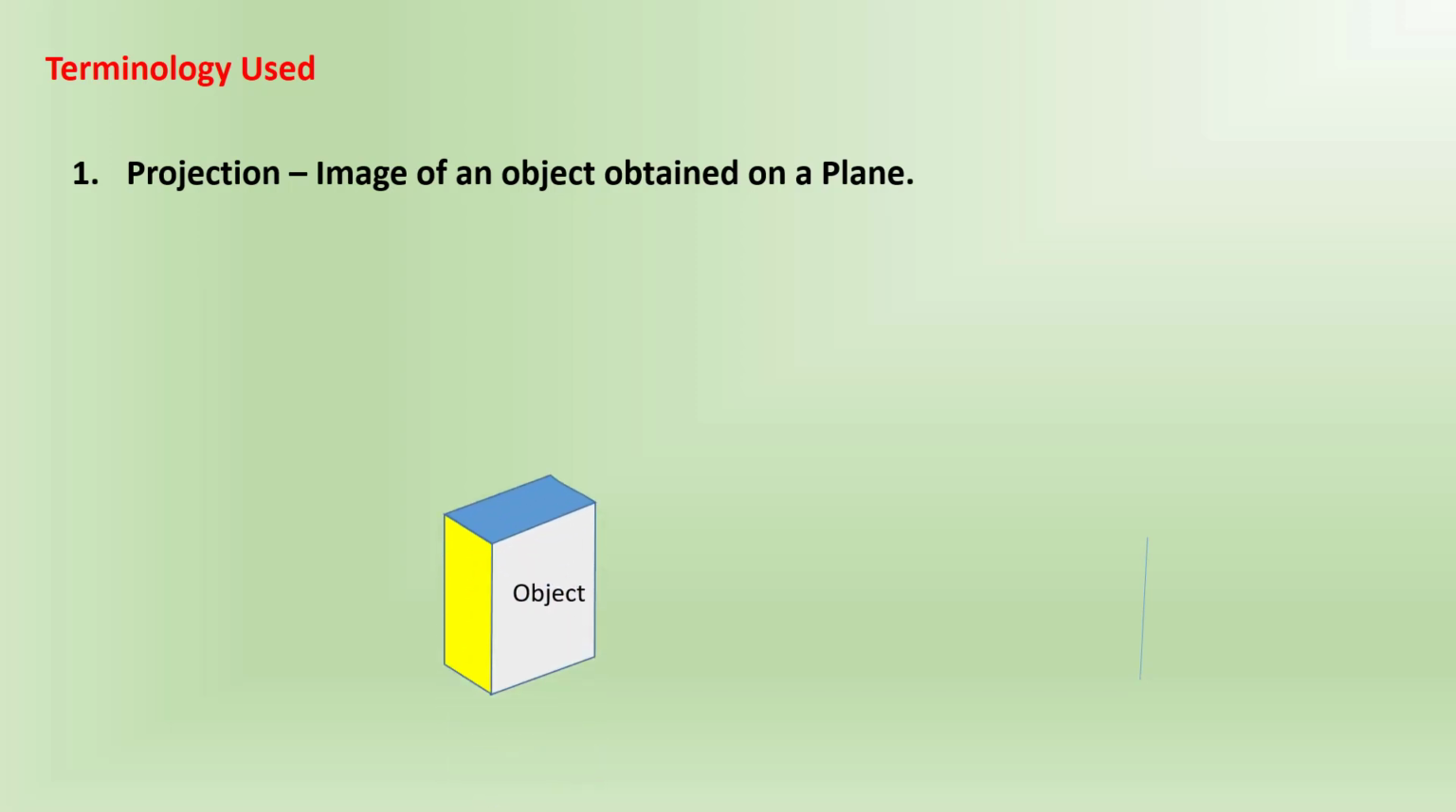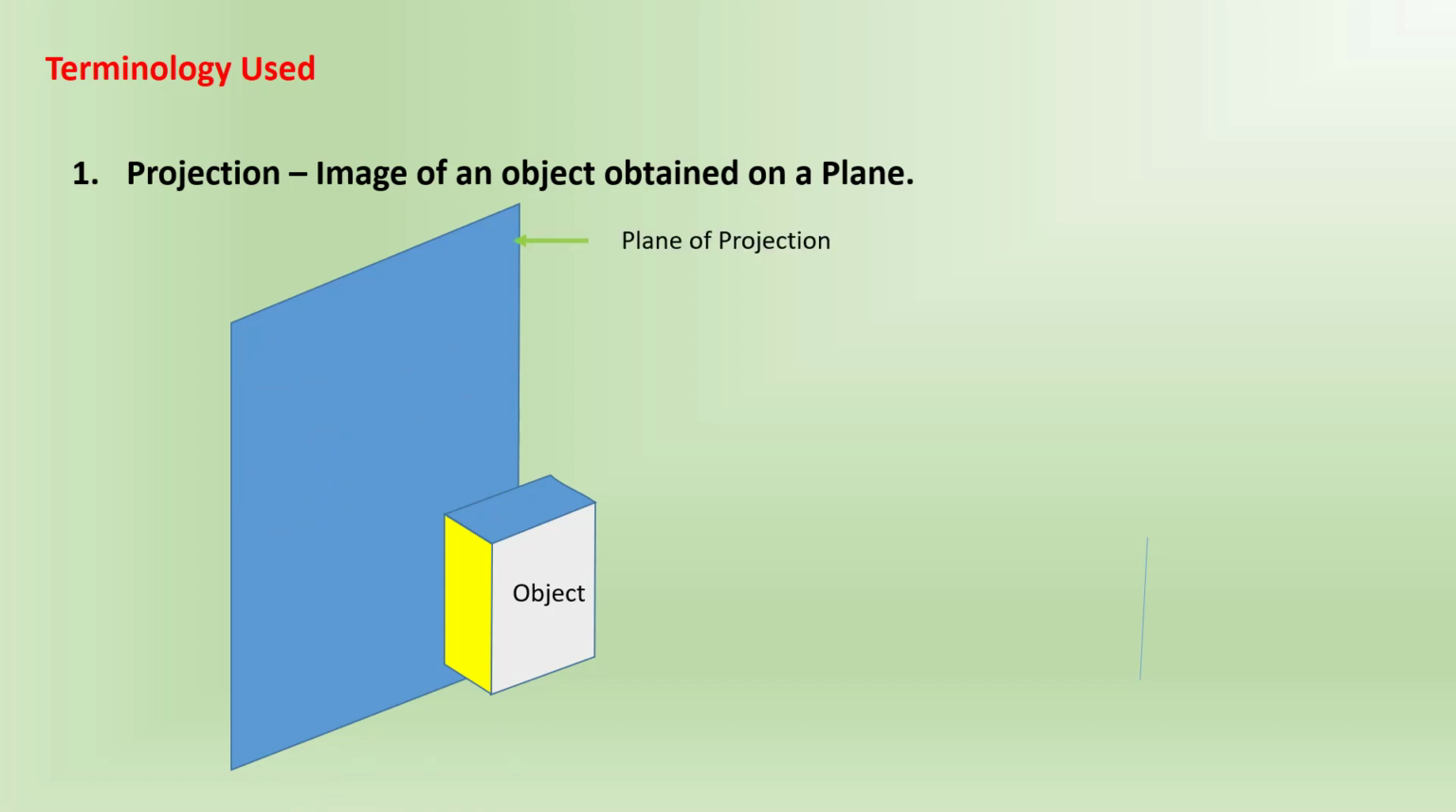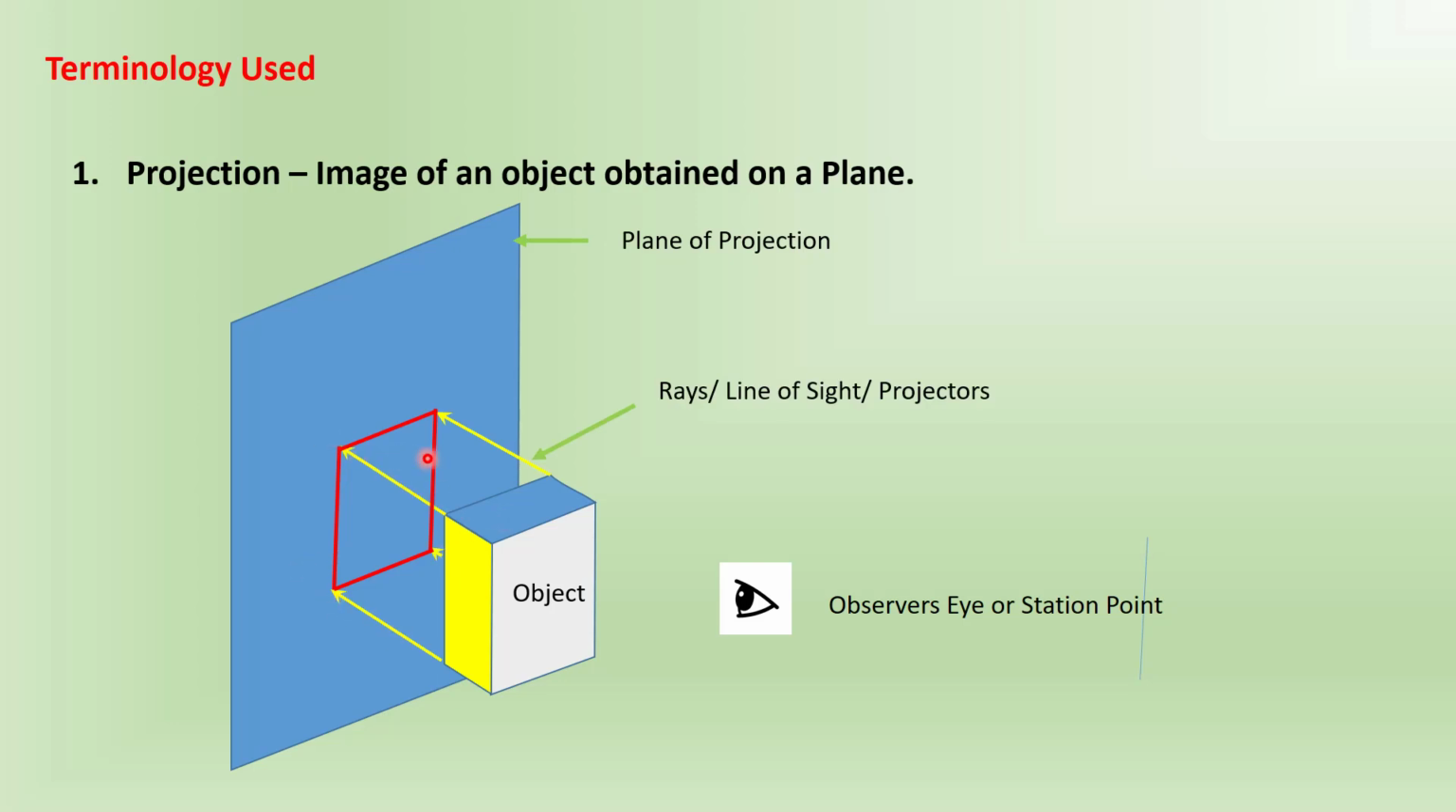So first let us consider an object. I am considering a plane where I need the image of this object. This is known as the plane of projection. The image of the object will be projected onto this plane. So in order to get the image, what I am doing is I am looking at the object from the front. That point is known as the observer's eye or the station point, and we'll get the image of that object on the plane of projection. These lines are termed as the rays or line of sight or projectors.